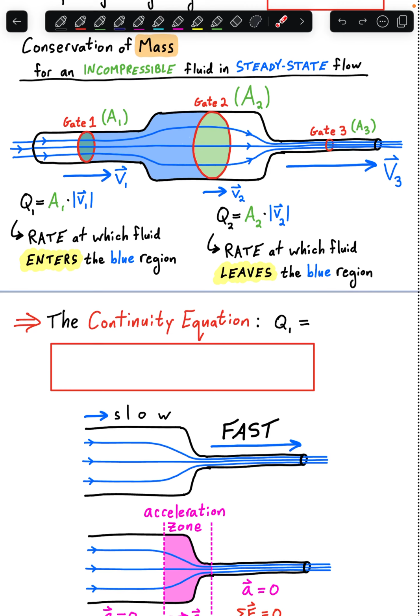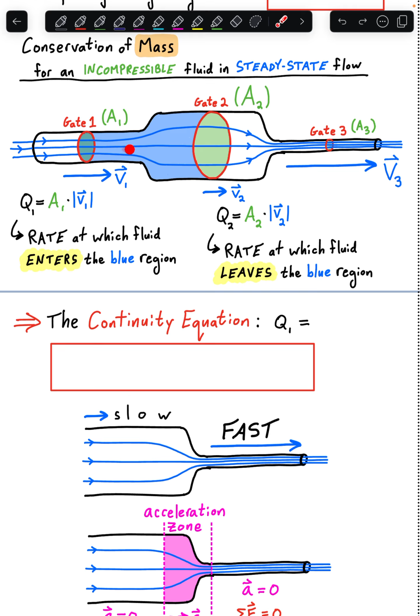Let's talk about conservation of mass for an incompressible fluid in steady state flow. I have here a pipe of varying diameter carrying water to the right, and we see a few streamlines indicated here for that steady state flow. And picture the water passing through gate 1 here to enter this region that I've shaded blue.